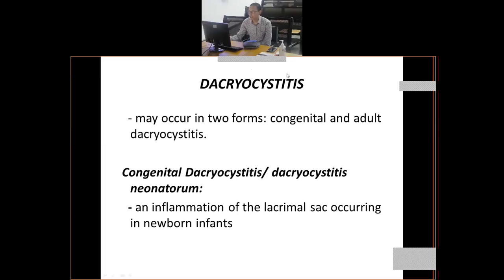Now we'll come to dacryocystitis. This is very important. It may occur in two forms, congenital and adult dacryocystitis. First, we'll see congenital dacryocystitis. It is also known as dacryocystitis neonatorum. It is the inflammation of the lacrimal sac occurring in the newborn.